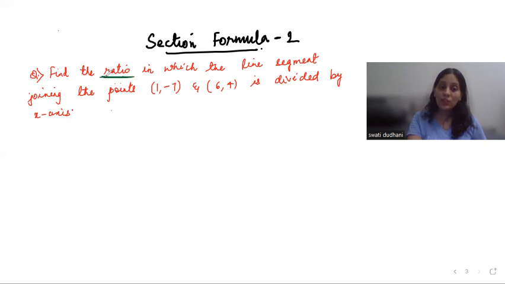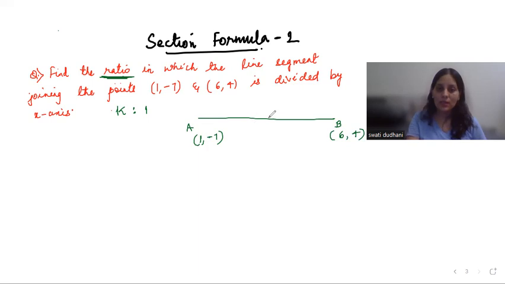Find the ratio. Whenever you are asked to find the ratio, you will always assume the ratio to be k is to 1. In which the line segment joining the points, let me draw a figure, it will be easy. Our points are given: 1 comma negative 7 and 6 comma 4, divided by the x-axis.